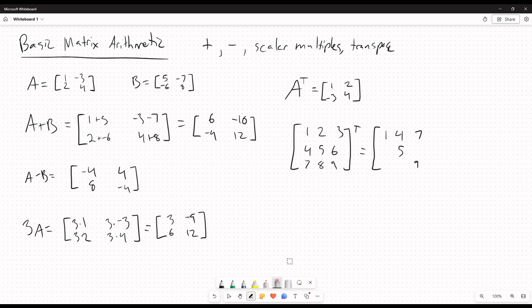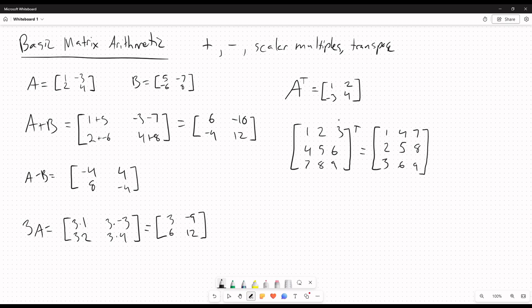Basically, maybe a better way to think about it is for each row, write a column instead. So our top row here is 1, 2, 3, so our first column will be 1, 2, 3. Our next row here is 4, 5, 6, so our next column will be 4, 5, 6. And our last row here is 7, 8, 9, so our last column will be 7, 8, 9.